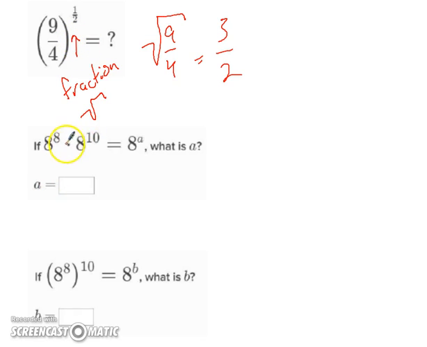The rule for timesing two exponents like this is to add the two exponents, 8 and 10. So when I'm timesing two powers, I have to add the exponents, 8 plus 10, to make 18. But if I have parentheses like this, the rule is to times. So this is not 8 plus 10, it's 8 times 10. And 8 times 10 is 80.